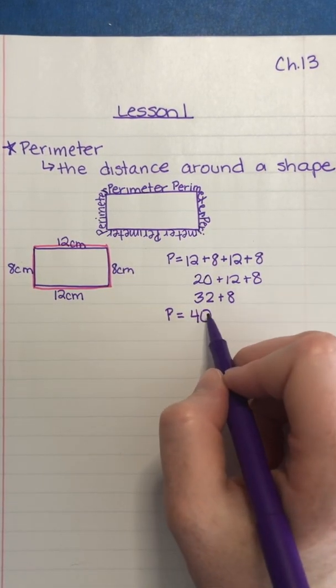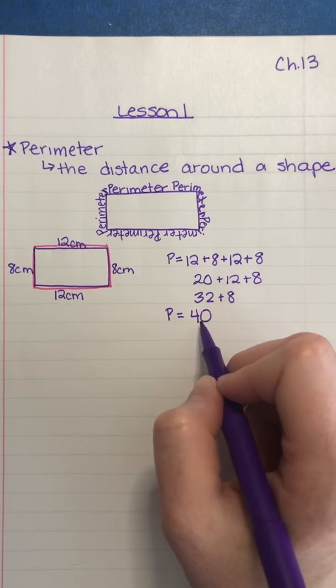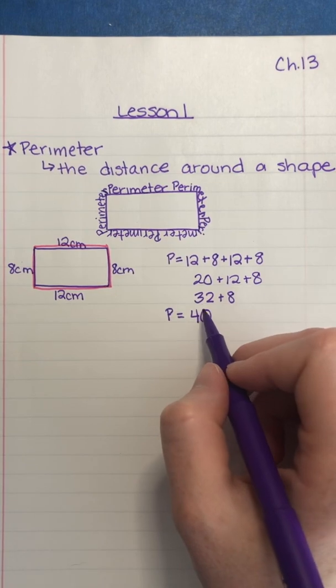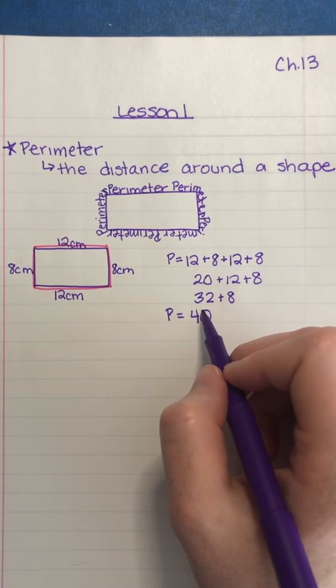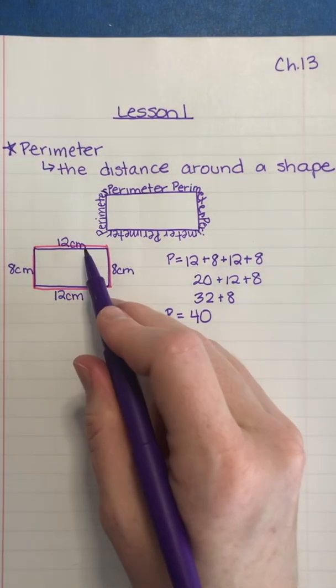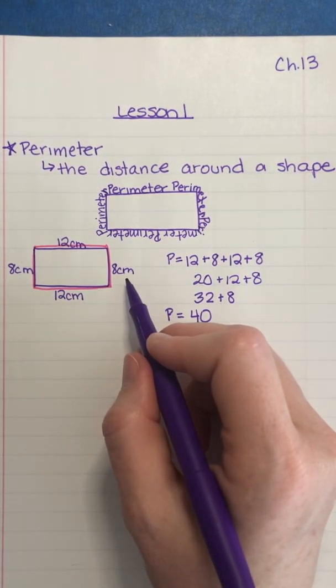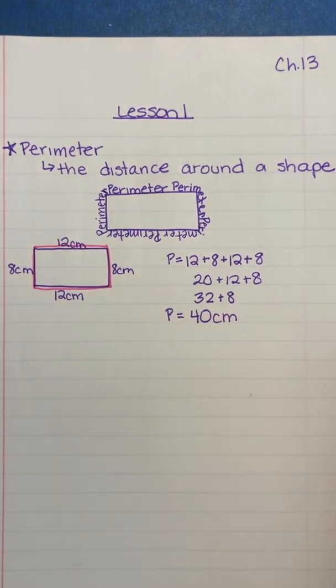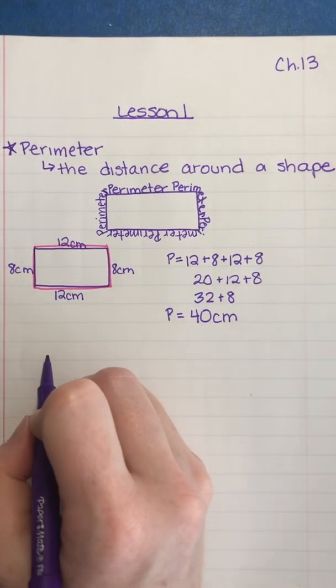So I've got my perimeter of 40, and don't forget, every time you do this, you need a label. So with perimeter, all I do for my label is I put whatever unit of measure I'm working with. Every single side has to have the same unit of measure, and in this case it does, and it's centimeters. So it'll simply be 40 centimeters. And that's the perimeter for this rectangle. It's the distance around the rectangle. Okay, let's try another one.